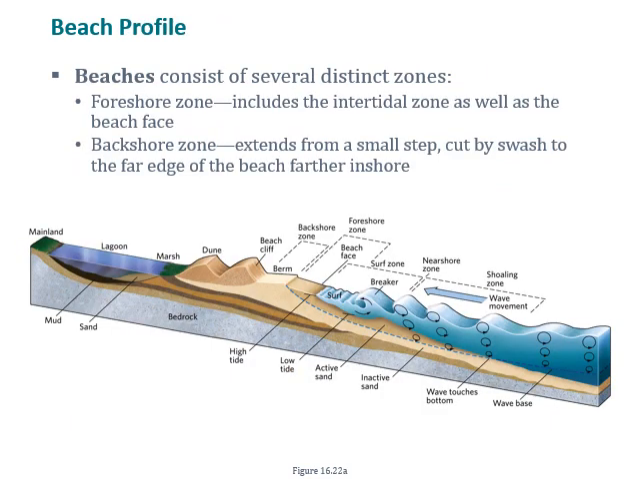Here's a picture of a beach profile with several distinct zones. You've got a foreshore zone that includes the intertidal zone as well as the beach face. Then you've got a backshore zone, which extends from a small step cut by the swash to the far edge of the beach further inshore. So you've got the wave, the shoaling zone, nearshore zone, foreshore, backshore. Then you've got beach cliffs and dunes. Beyond the beach cliffs and dunes you have marshes, lagoons, and mainlands.